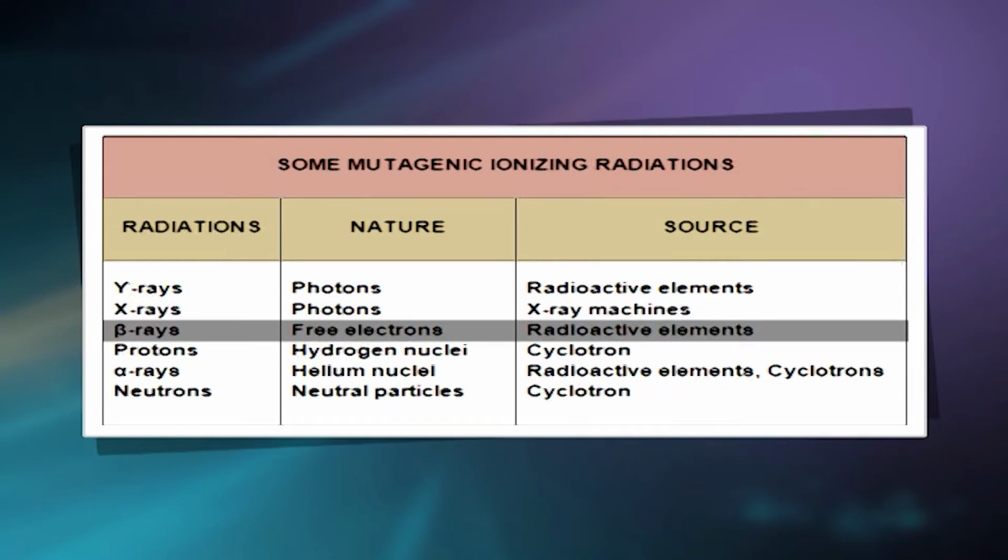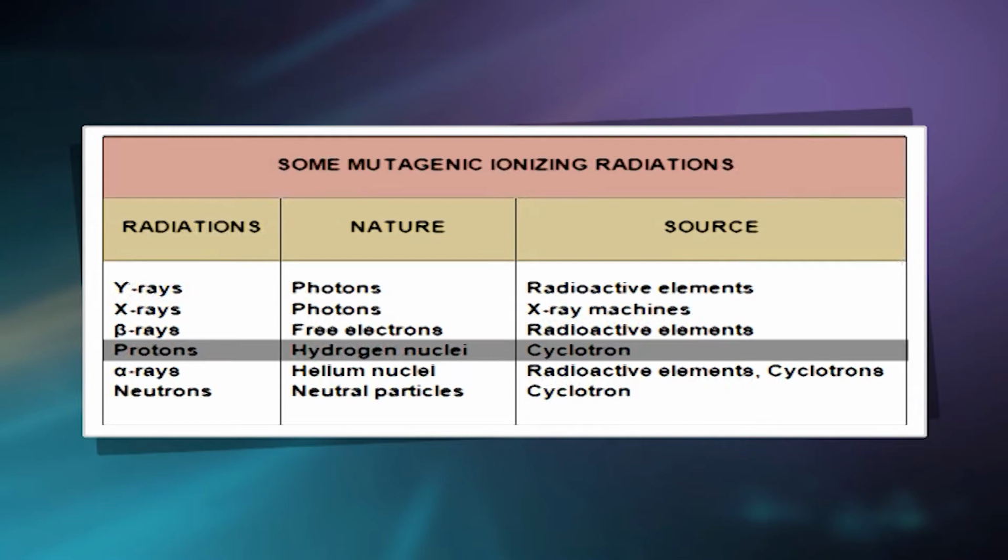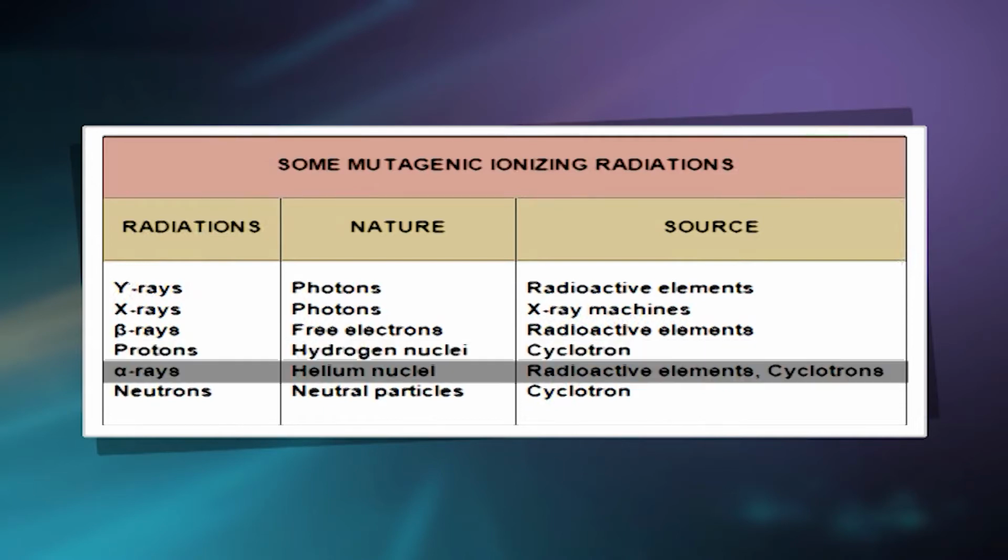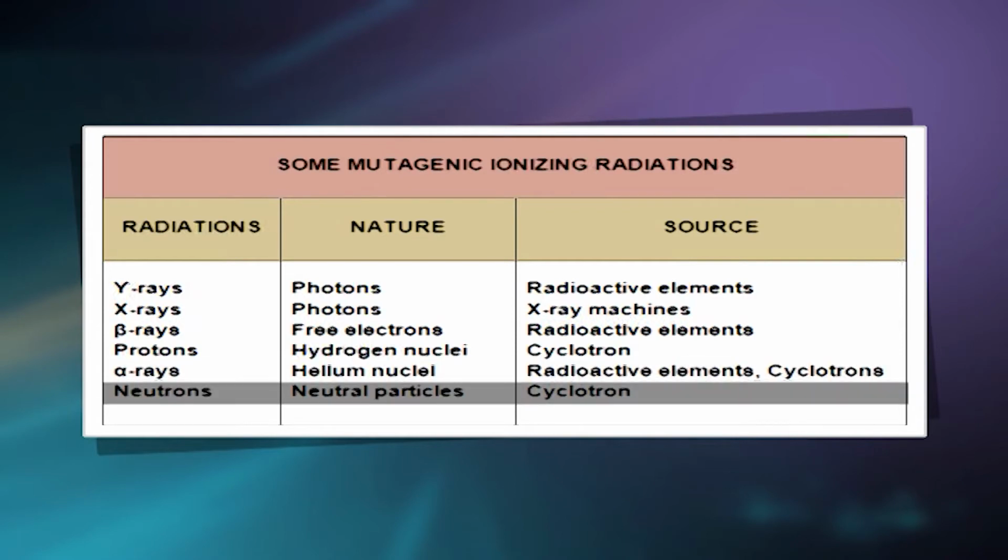Beta rays exist as free electrons and the source is radioactive elements. Protons exist as hydrogen nuclei and the source is cyclotron. Alpha rays are helium nuclei and the source is radioactive elements and cyclotrons. Neutrons exist as neutral particles and the source is cyclotron.